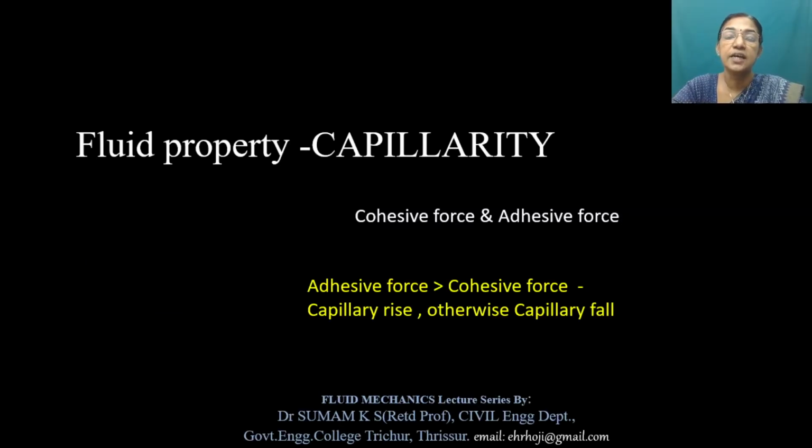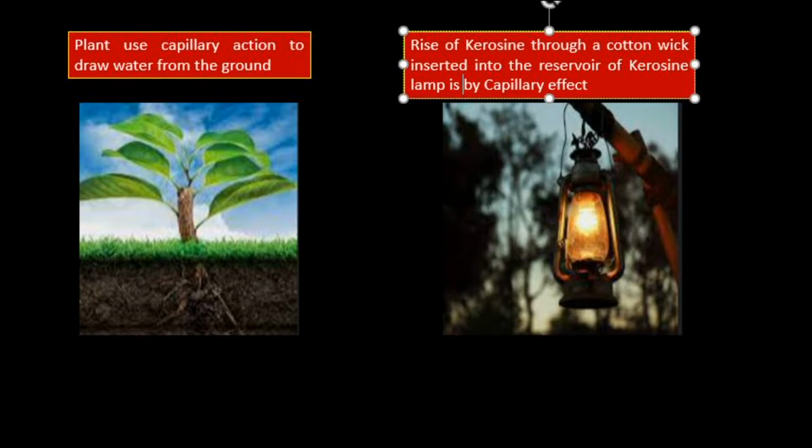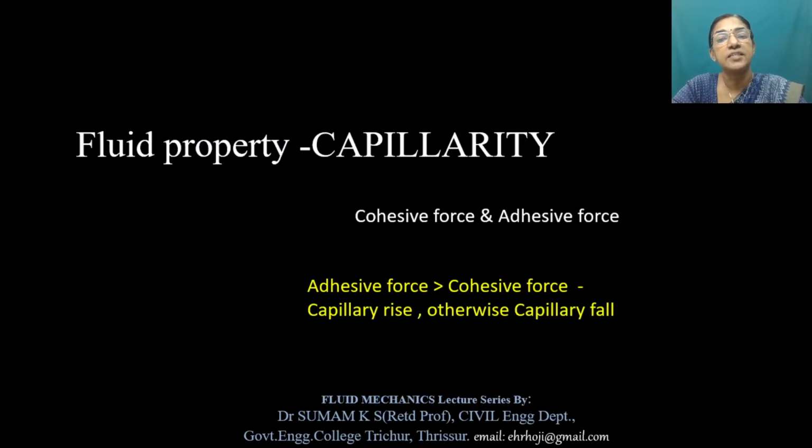This is the reason why kerosene rises through a cotton wick which we insert in the reservoir of kerosene in a kerosene lamp. This phenomenon is partially responsible for the rise of water to the top of the trees. Let us examine this capillary effect. This effect is due to the cohesive force and adhesive force.